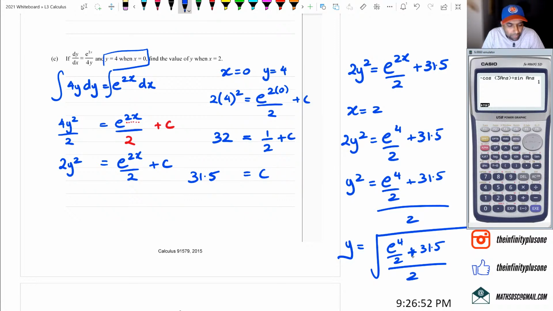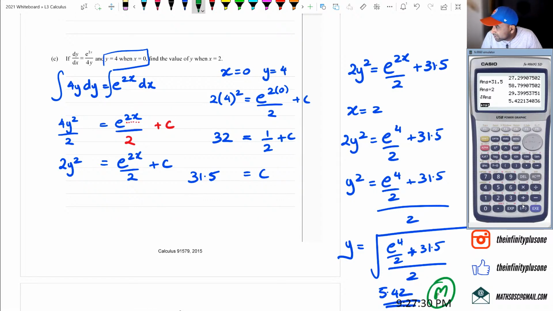It's not a bad question, just a little bit of extra working in there. But let's do that real quickly. So we've got e to the power of 4. We've got that divided by 2 equals that, plus 31.5 equals that, divided by 2 equals that, and the square root of that gives us 5.42, guys. That is a lovely merit question there.